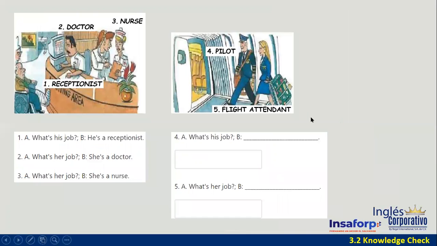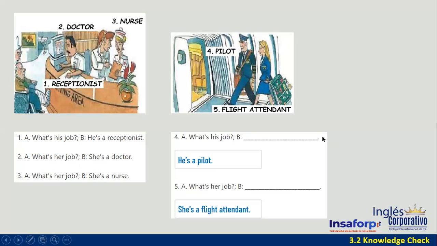So here we have, ¿verdad? It says receptionist, doctor, or nurse. So A, what's his job? He's a receptionist. What's her job? She's a doctor. What's her job? She's a nurse. What about number four? What's his job? He's a pilot. Okay, very good. What's her job? She's a flight attendant.